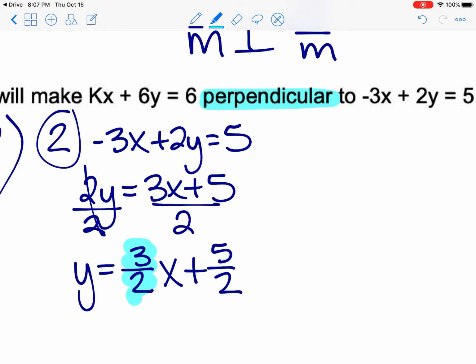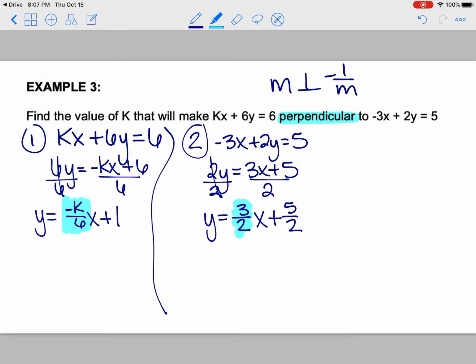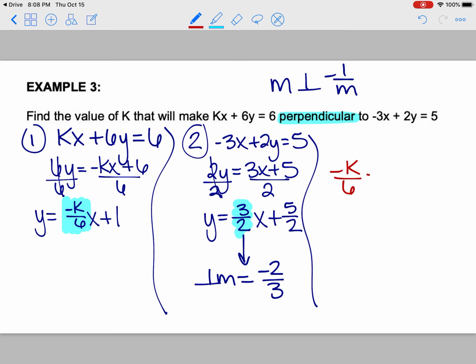Okay, again, we need to worry about the slope because we want them to be perpendicular. But we want it to be perpendicular to the 3/2. So what is the perpendicular slope to 3/2? Would be negative 2/3. Okay, so we're going to take our first slope that we got in step 1. So we would set up and say negative k over 6, and we want it to equal negative 2/3 because we want them to be perpendicular, so we have to use the opposite reciprocal slope.